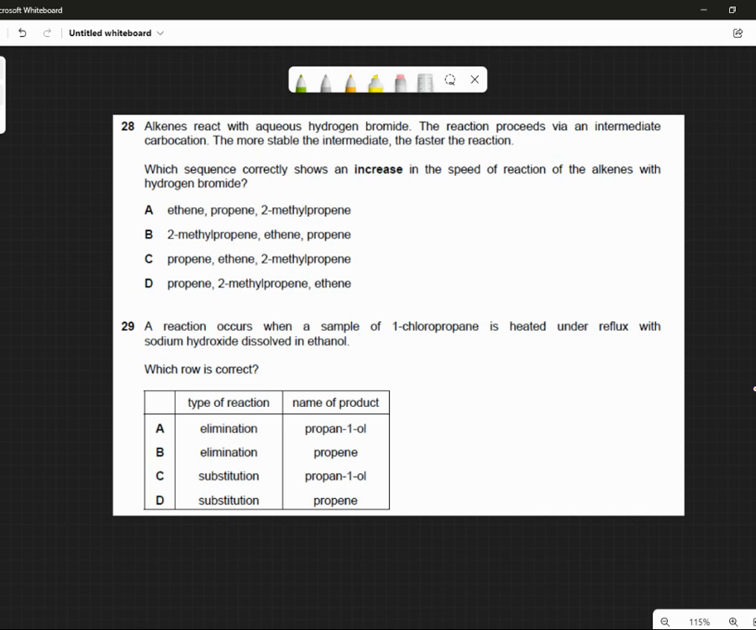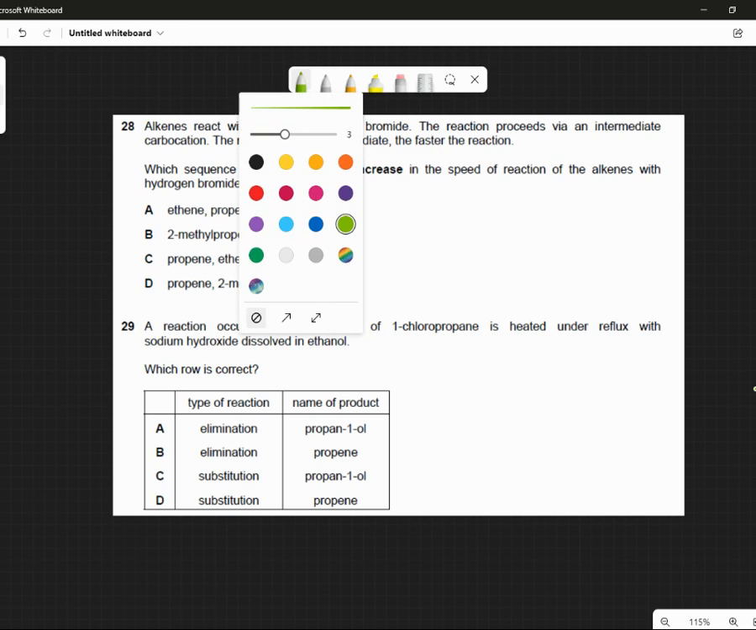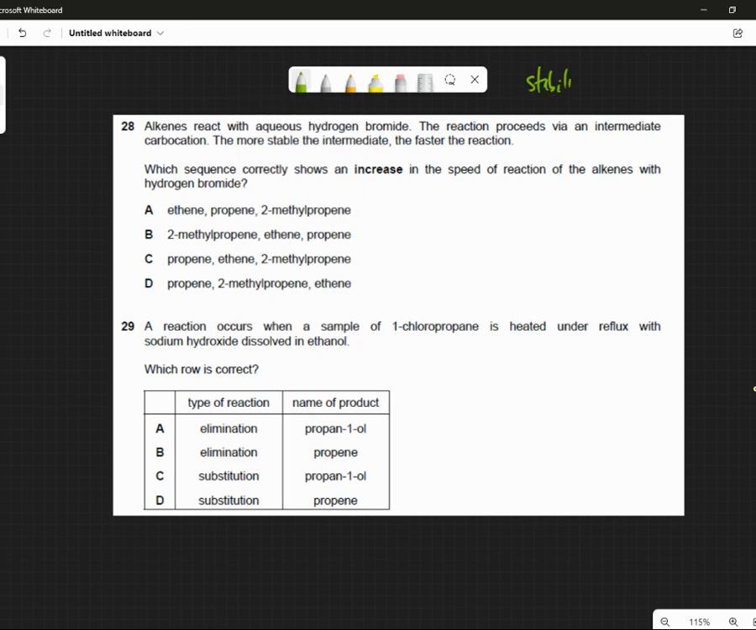Before I do anything else, this is about the stability of carbocations. That's the topic we've got to think about here. Which sequence correctly shows an increase in the speed of reaction of the alkenes with hydrogen bromide? In other words, we want the slowest on the left, and then all the way up to the fastest. The reaction proceeds via an intermediate carbocation. The more stable, the faster.